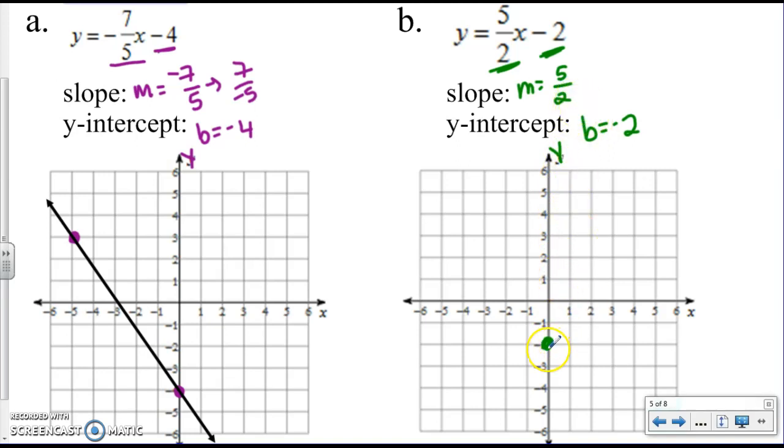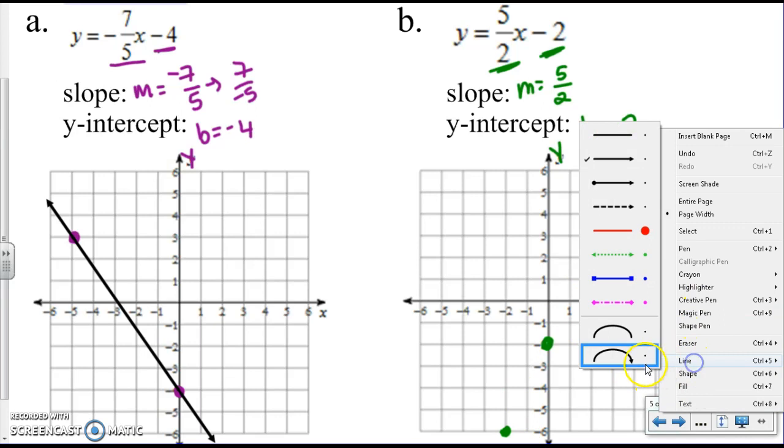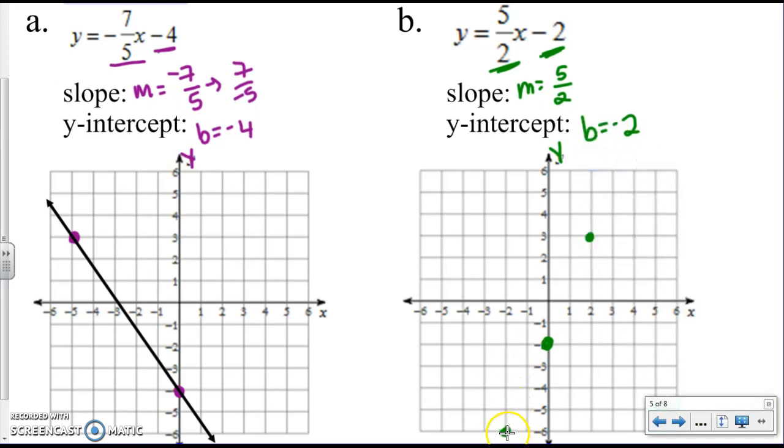And then my slope tells me to go up 5. 1, 2, 3, 4, 5. And then right 2. Okay, and up 5 and right 2. That one doesn't fit. I could also go down 5 and backwards 2 if I wanted to. So I could switch the signs and go backwards if I want to make sure I get another point. Okay, and then draw my line in.